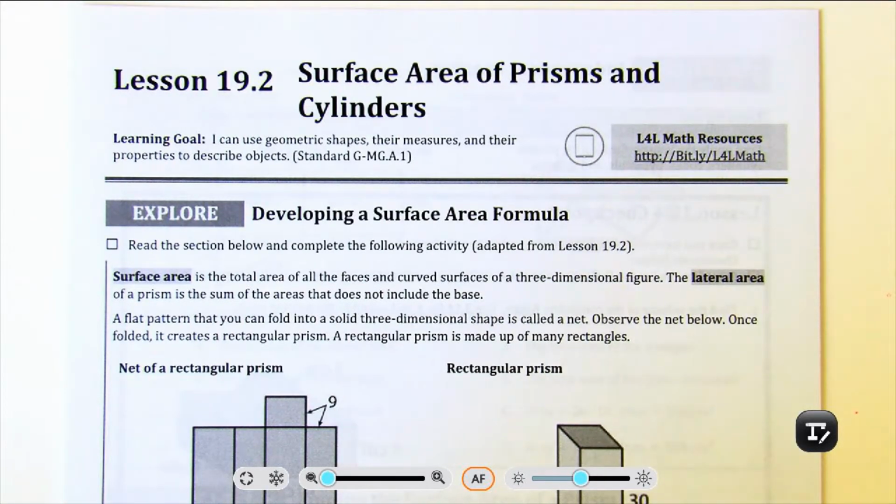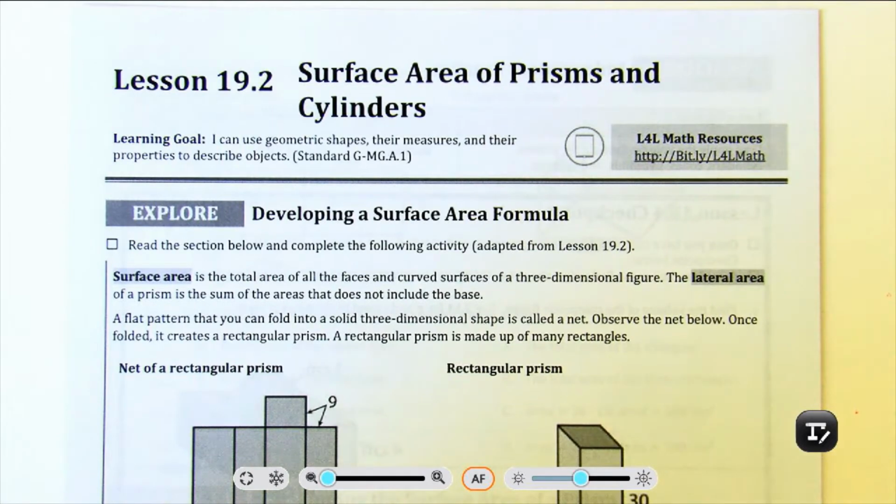Hello class, this is lesson 19.2, surface area of prisms and cylinders. So now we're in the chapter that talks about surface areas. The previous chapter talked about volumes. And going forward, we're going to be talking about surface area of different objects. So let's start with the definition of surface area.